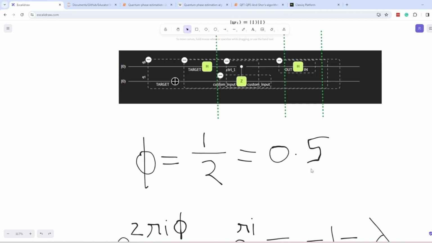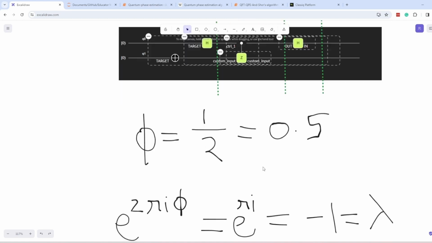So we use this formula. Whatever output we get, we divide it by 2. We will see how to do this if we have more evaluation registers, but for a single bit we can just divide it by 2. So we got output as 1, we divide it by 2, and we get 0.5 as phi.